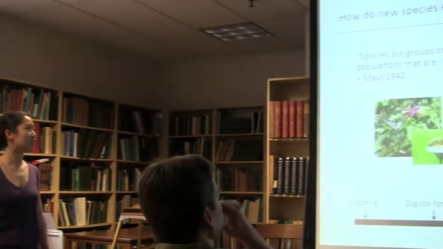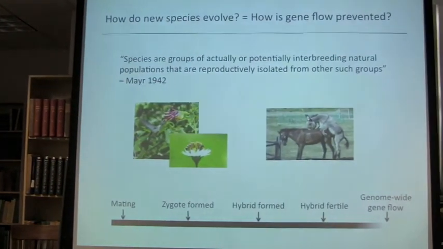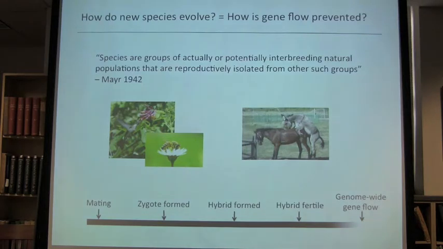So whenever anyone gives a speciation talk, I think they have to have this quote. This is a definition of a species under the biological species concept. It defines species as groups of actually or potentially interbreeding natural populations that are reproductively isolated from other such groups. And so the key idea of a species is reproductive isolation. So when we're asking how new species evolve, what we're asking is how is gene flow being prevented? And here on the bottom I have steps that are required for populations to have gene flow and maintain population integrity within a species.